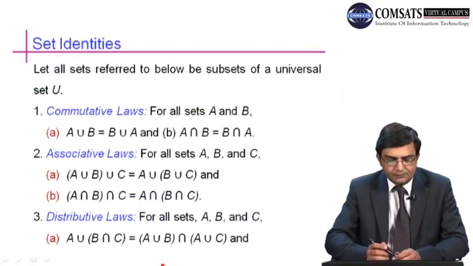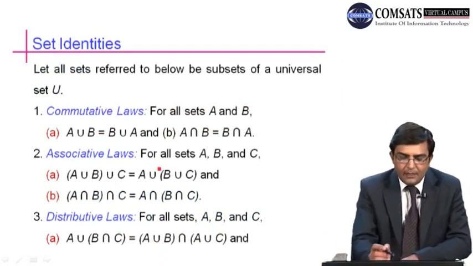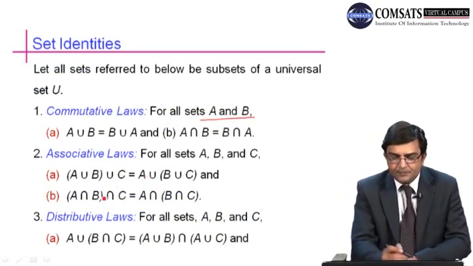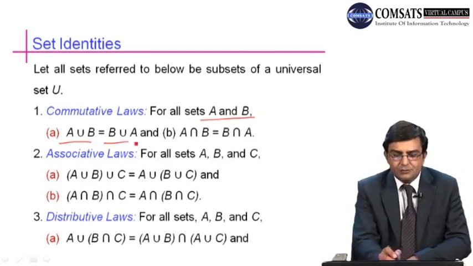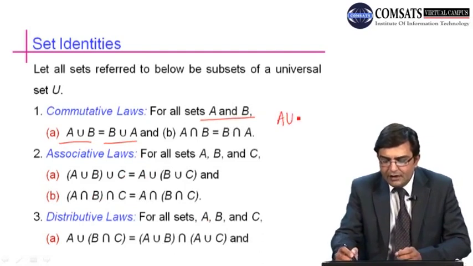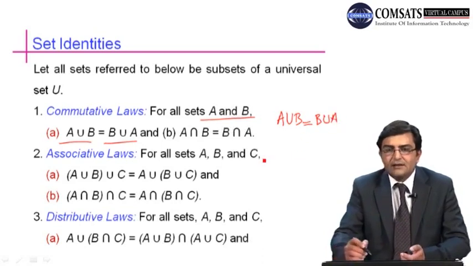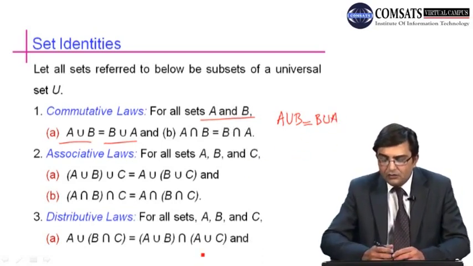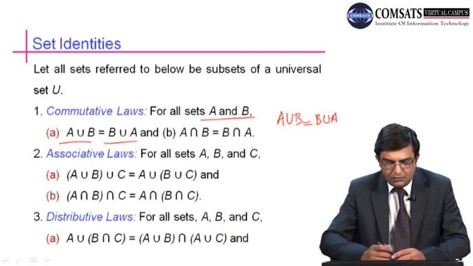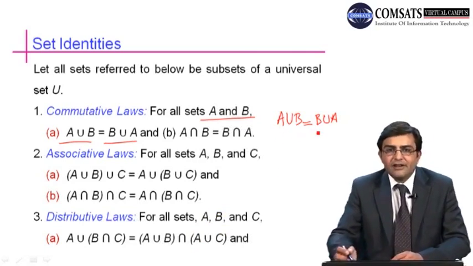The first identity of sets is the commutative law. The commutative law says that if we have two sets A and B, then A union B is equal to B union A. It means that whether we write A first or B first, it doesn't matter, the resulting union of two sets will be the same. We can interchange the order of sets. You can see here that in union it will not affect the answer.